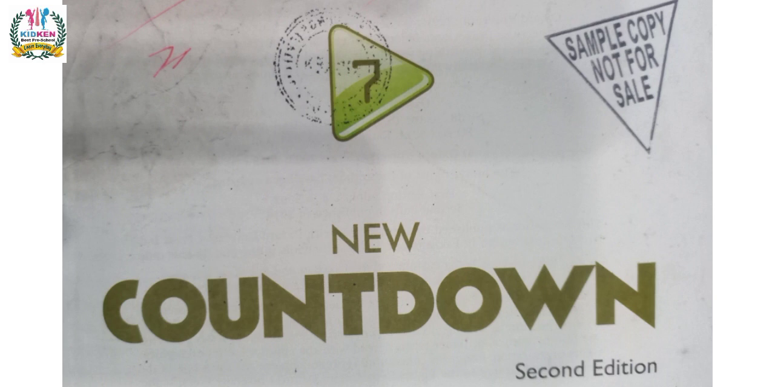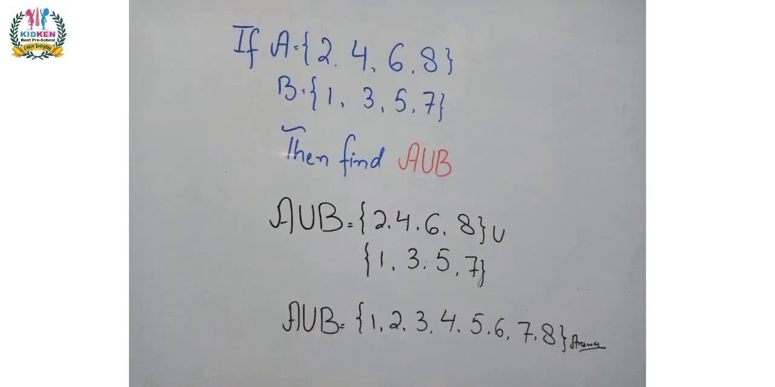So let's start our question. You have been given the sets A and B, and you have to find A union B. So I would like to describe what union is. In a union, we write both sets' values together in the form of one set. Means you are given A and B, and you can write these values together.